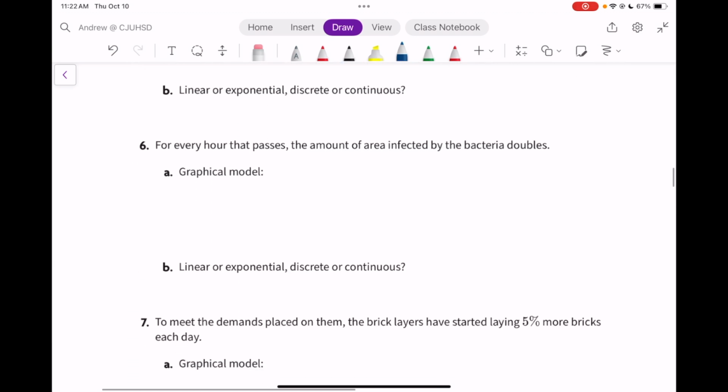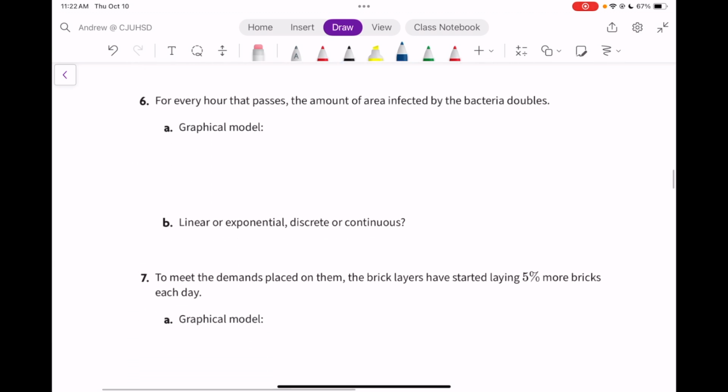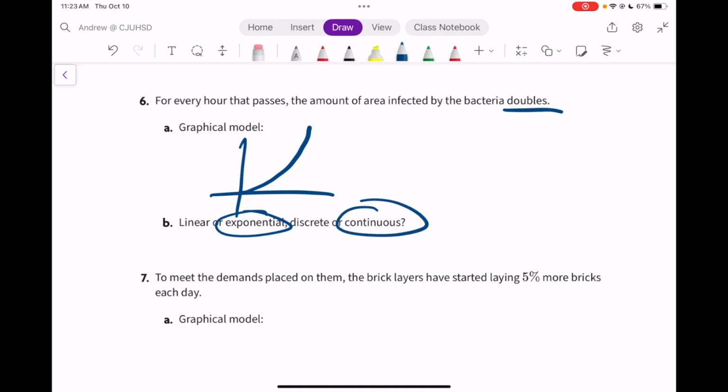Number 6. For every hour that passes, the amount of area infected by the bacteria doubles. Doubling, does that sound like exponential? So this graph is going to be connected. It's going to go like this. It's connected because it makes sense to talk about in between the hours. So it's going to be exponential, and it's also going to be continuous.